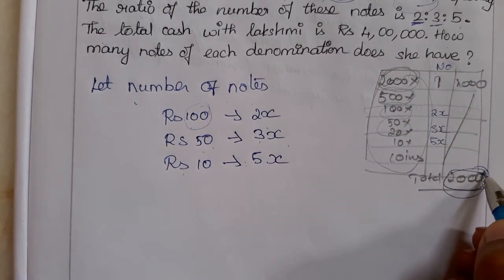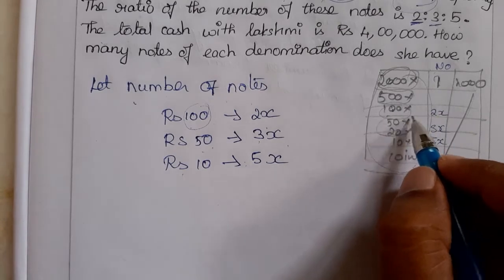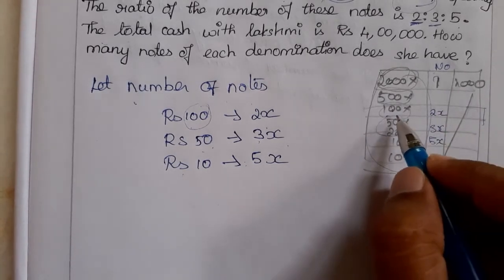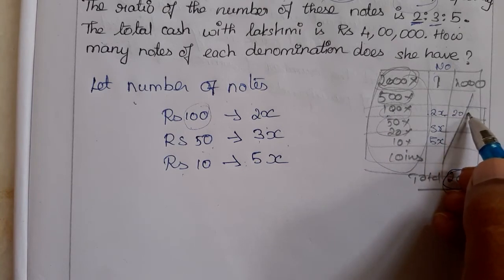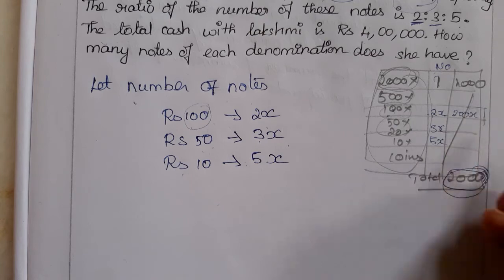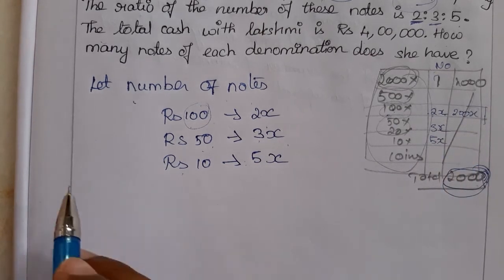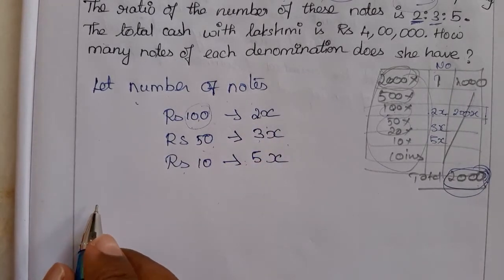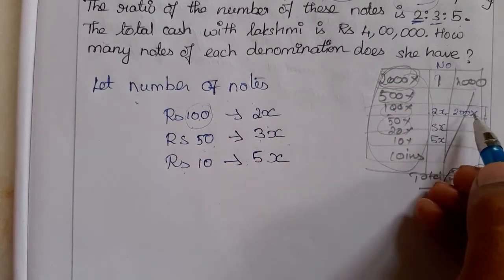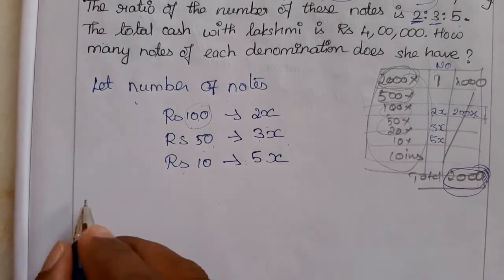So for the total, how many rupees are there in the 100 rupee notes? So 100 into 2x, right? That is 200x, right? So like that we have to do. Totally they will have 100 into 2x.